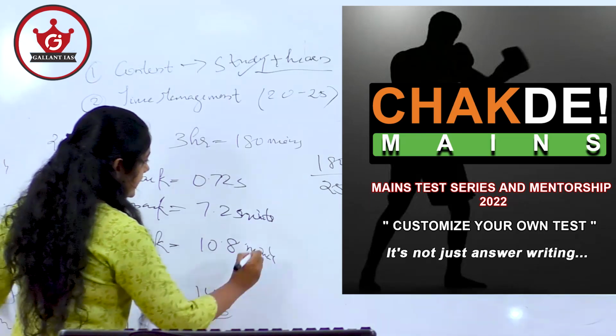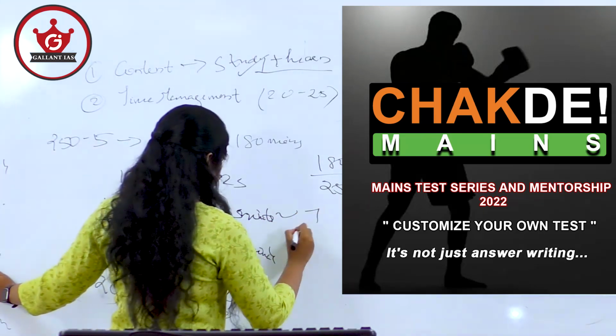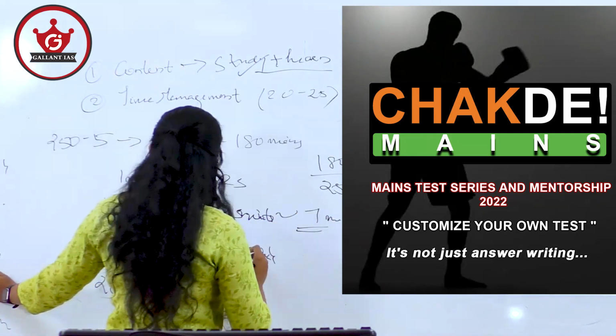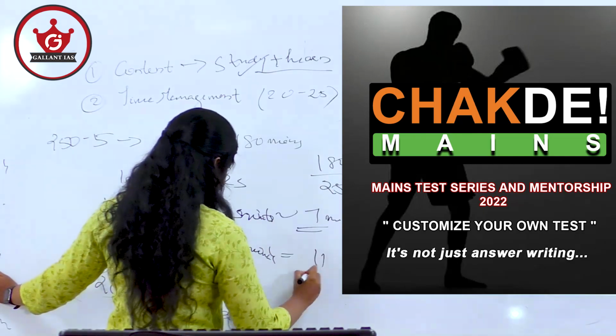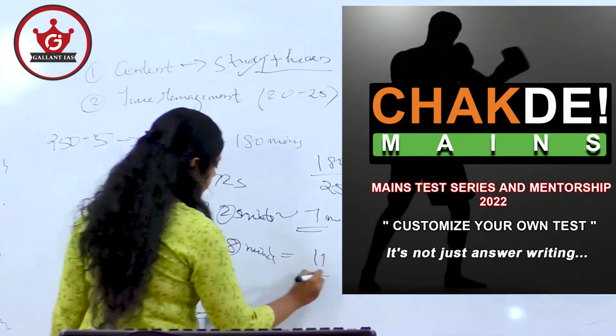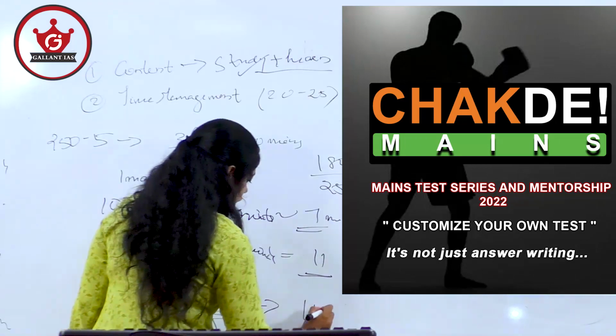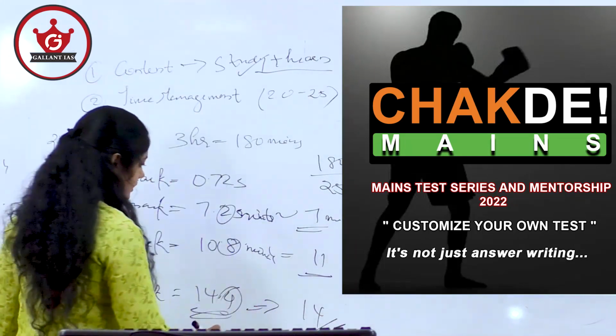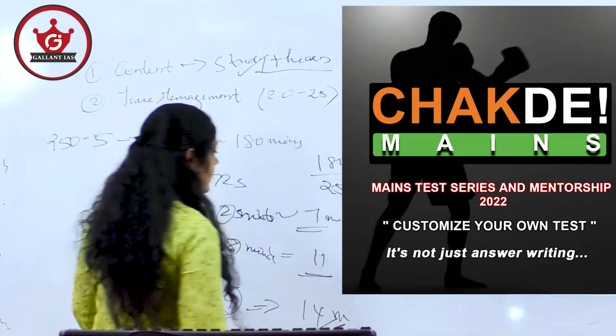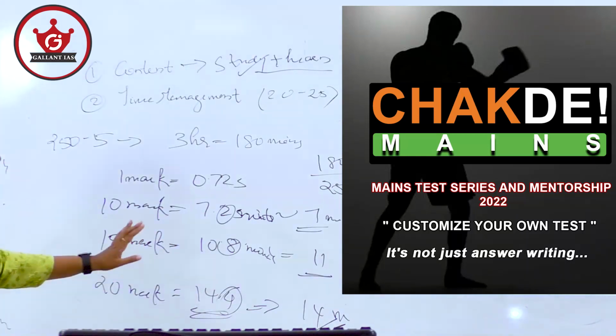So, as an average, we can see that for 10 marks, it will be 7 minutes. For 15 marks, it will be 11 minutes. See, I have added 0.2 here. For 20 marks, it will be 14 minutes. I have excluded this 0.4. So, this is how you will get the time: 7 minutes, 11 minutes and 14 minutes.